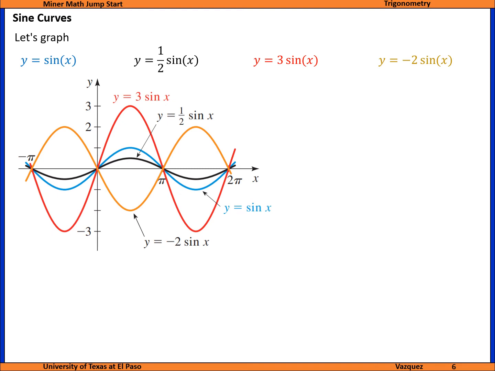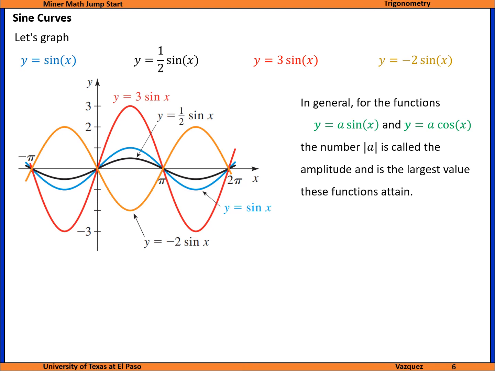So I've labeled all these for you. Notice what happens to them. Notice the one in red, it's a coefficient of 3. The bigger the coefficient, the higher and the lower that it goes. And we call that the amplitude. We'll go over that shortly. The 1/2, because it's less than 1, is a bit more compressed. And then the one in orange, that's a negative, so that one got reflected.